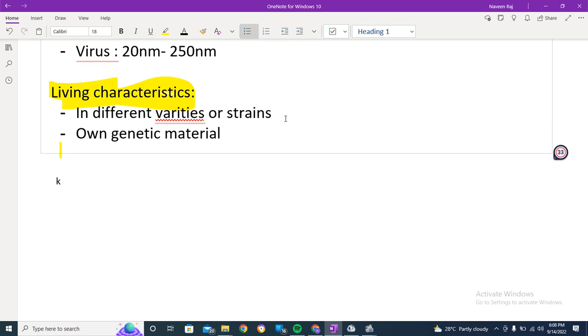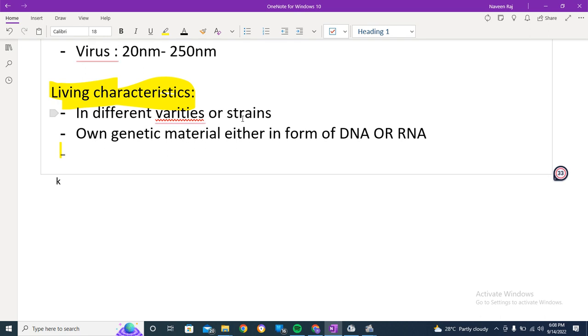They've got their own genetic material, either in the form of DNA or RNA. So the strains can be double stranded, single stranded. That is the variety that exists. And if you talk about genetic materials, that may be double stranded DNA, single stranded DNA, double stranded RNA, single stranded RNA. So there is a variety existing, and there's a difference on the genetic level, and these are the properties of living organisms.